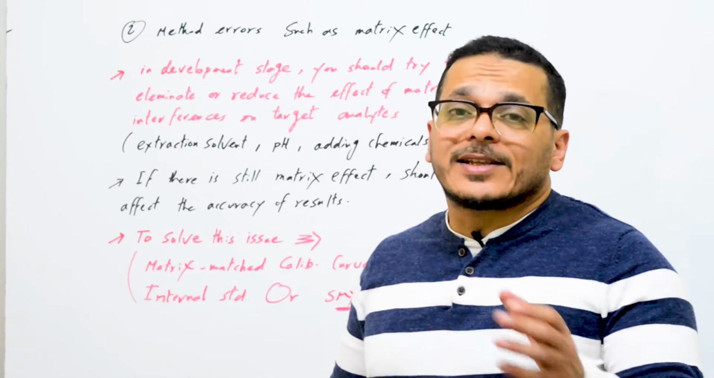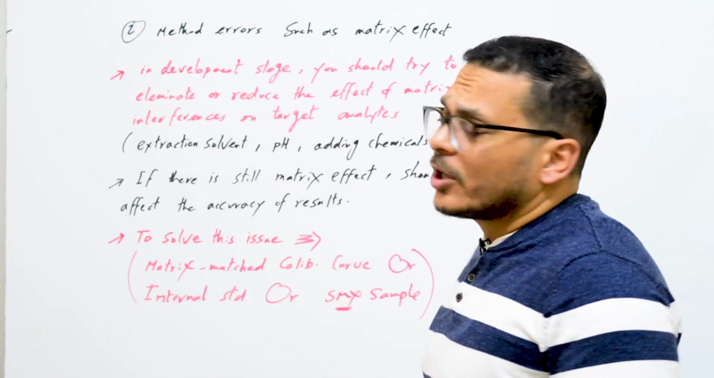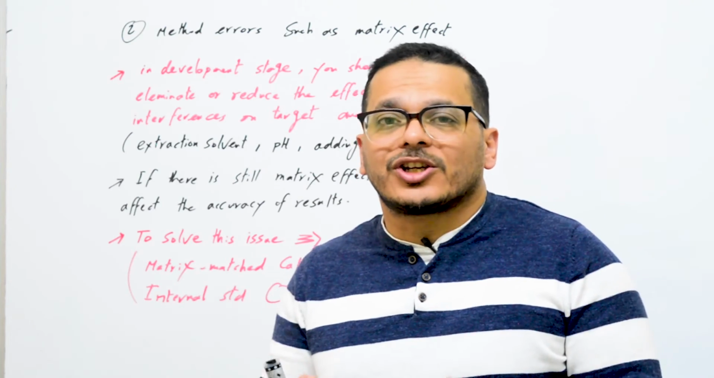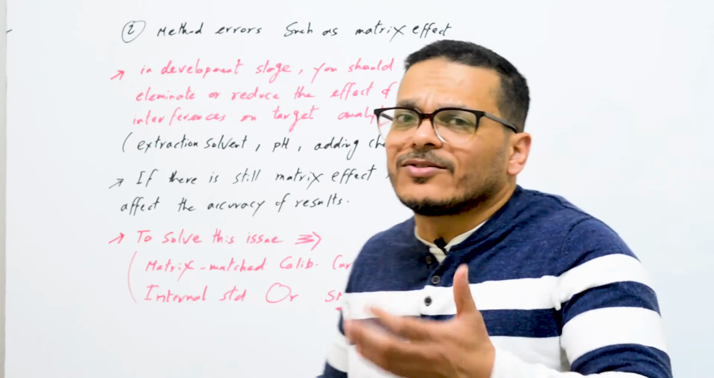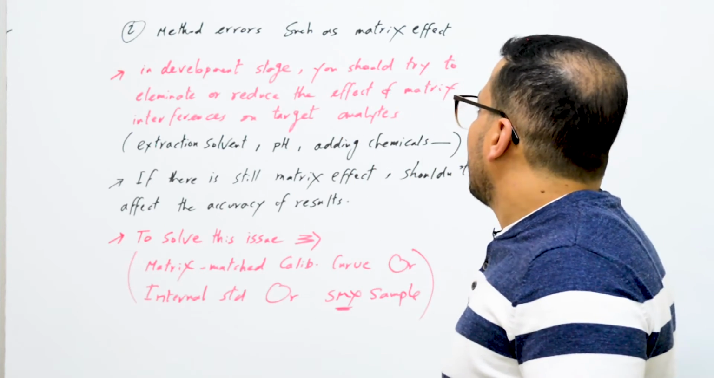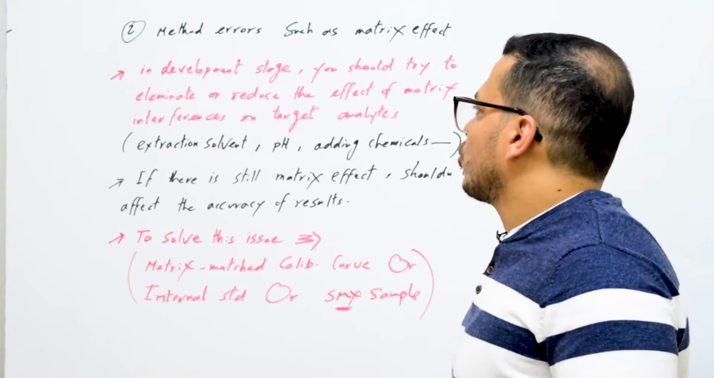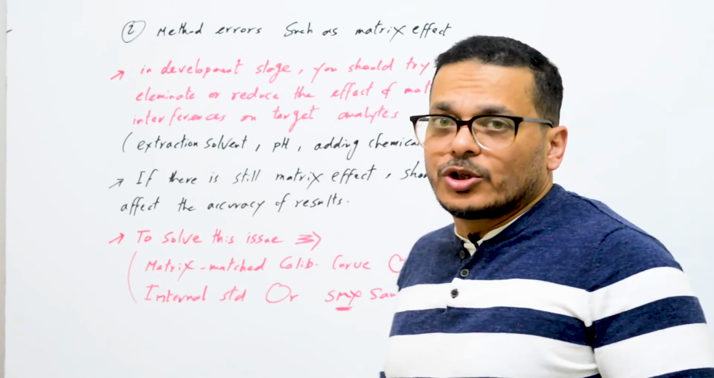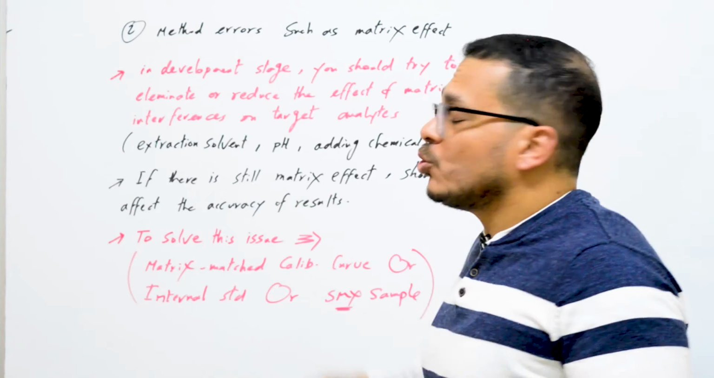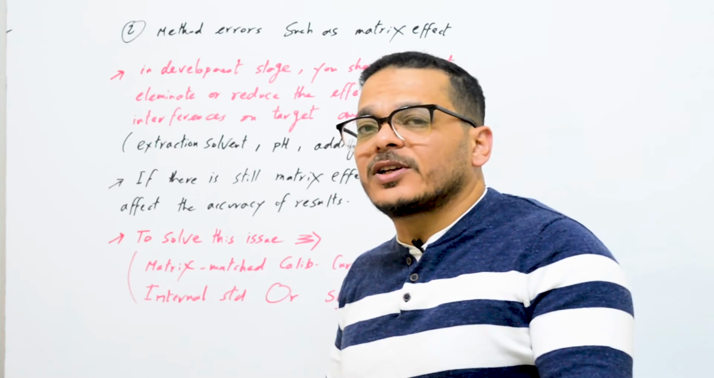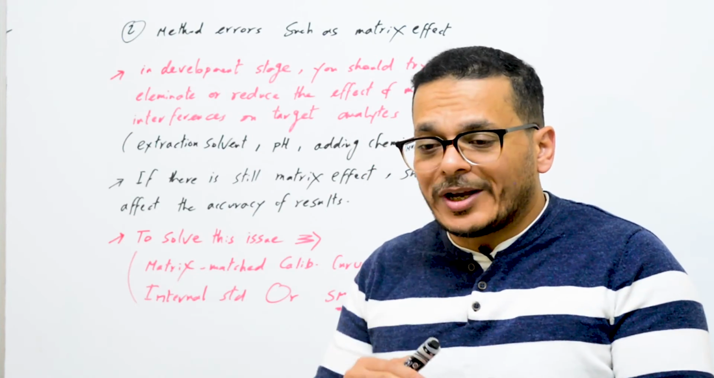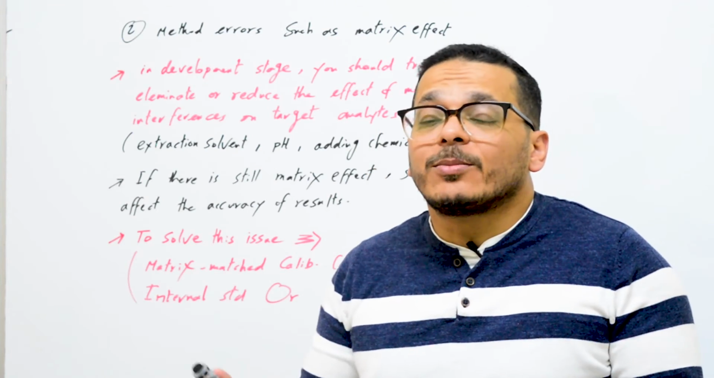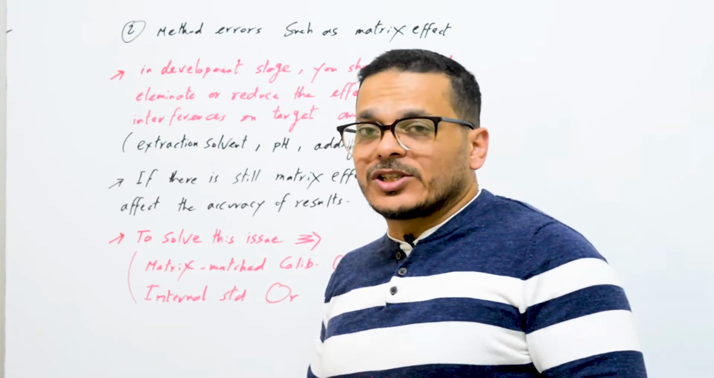Also, another example is method errors, such as matrix effect. Matrix effect is there for some matrices which are hard, such as food or blood samples. So we need to fix this issue. In the development stage, you should try to eliminate or reduce the effect of matrix interferences on target analytes, because it will enhance or decrease the concentration of target analytes, and maybe that will affect the accuracy of results.